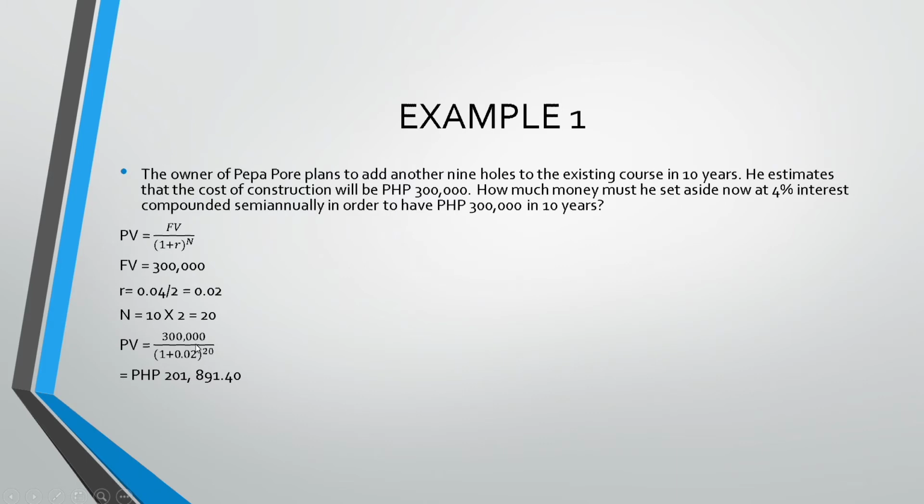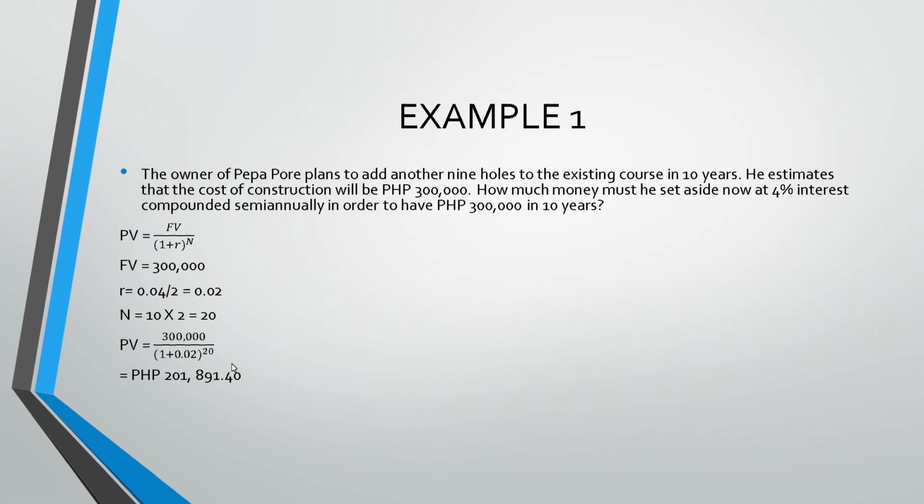Alright, so let's substitute these values into our formula. We will have 300,000 all over 1 plus 0.02 raised to 20. By simplifying this, we will have 201,891.40. So that is the present value. I hope that's clear.